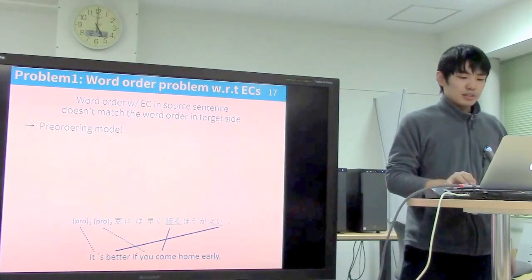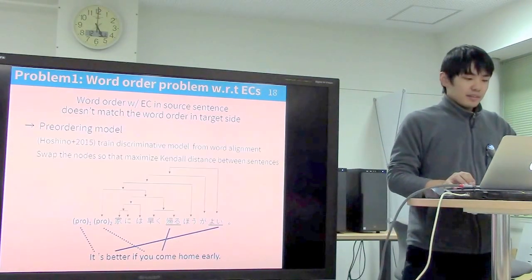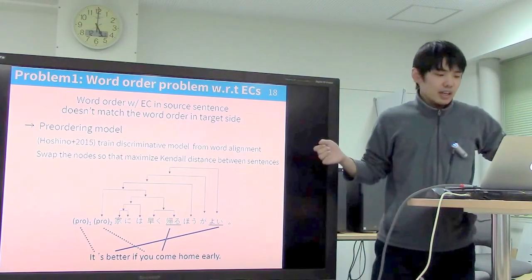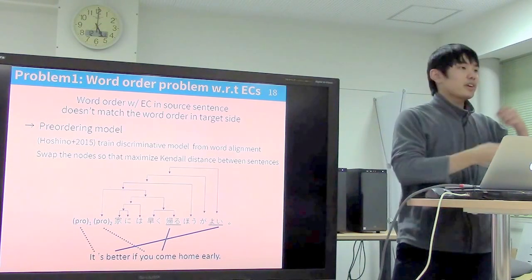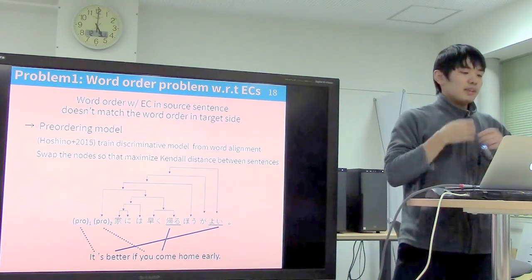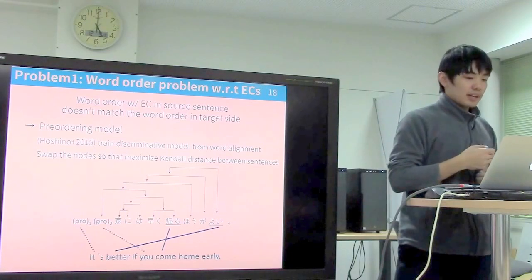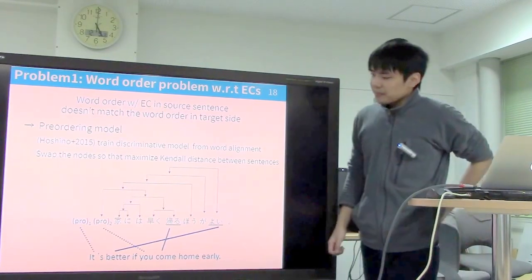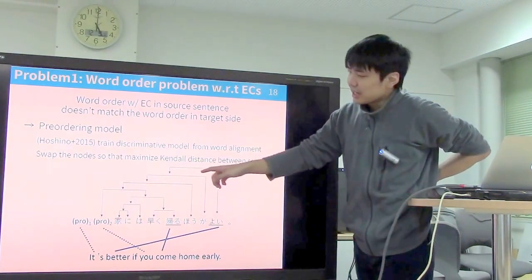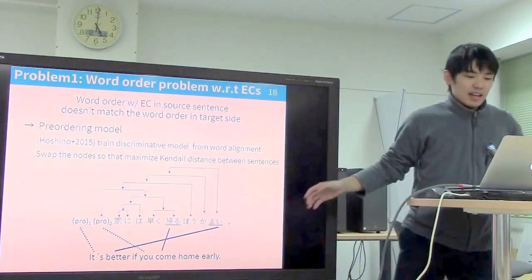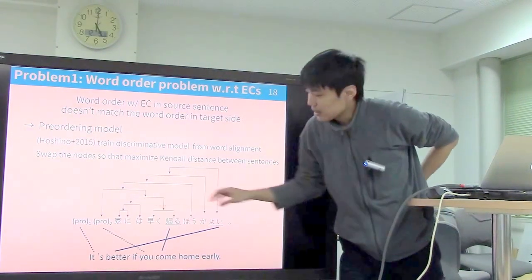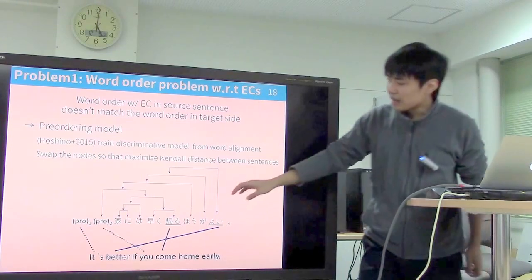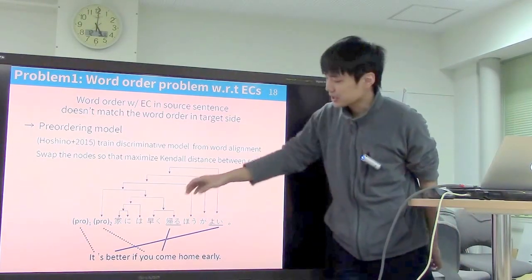We use the method proposed by Hoshino in 2015. In their method, they construct a discriminative preordering model from word alignment, and it decides whether to swap the source words in source sentences following the binary phrase structure like this.